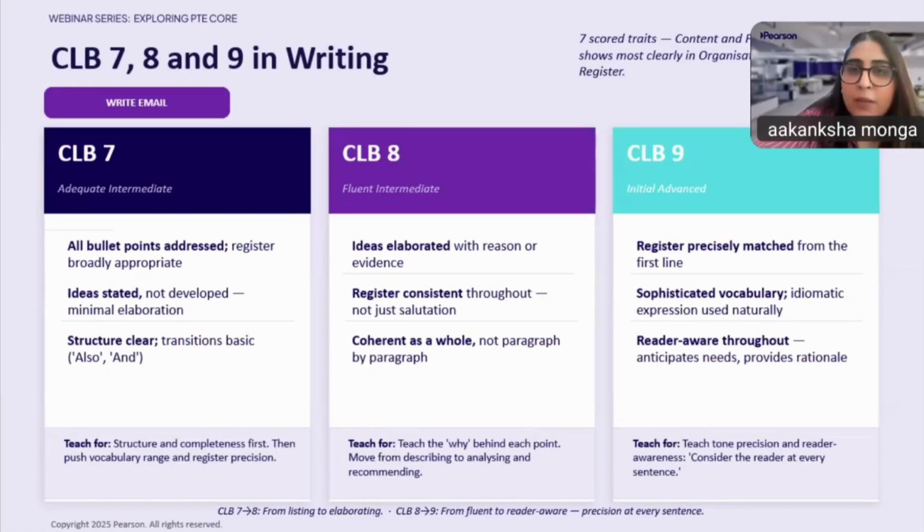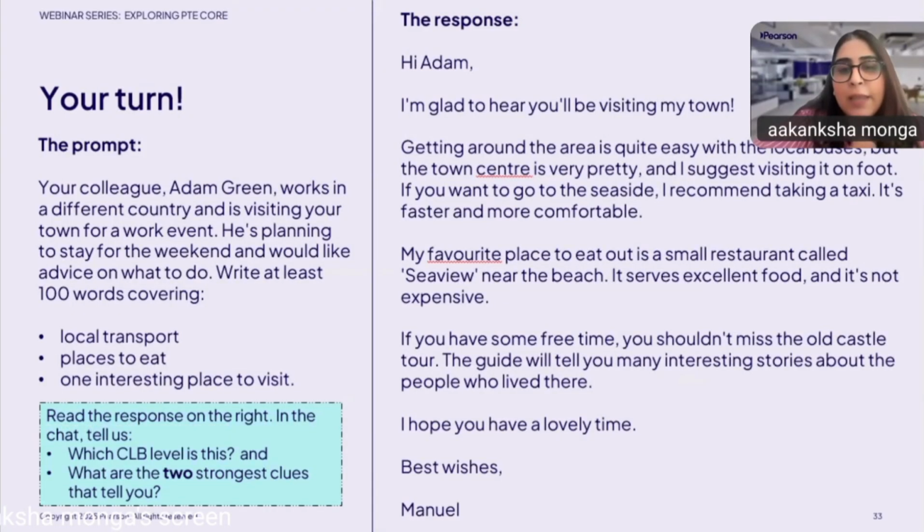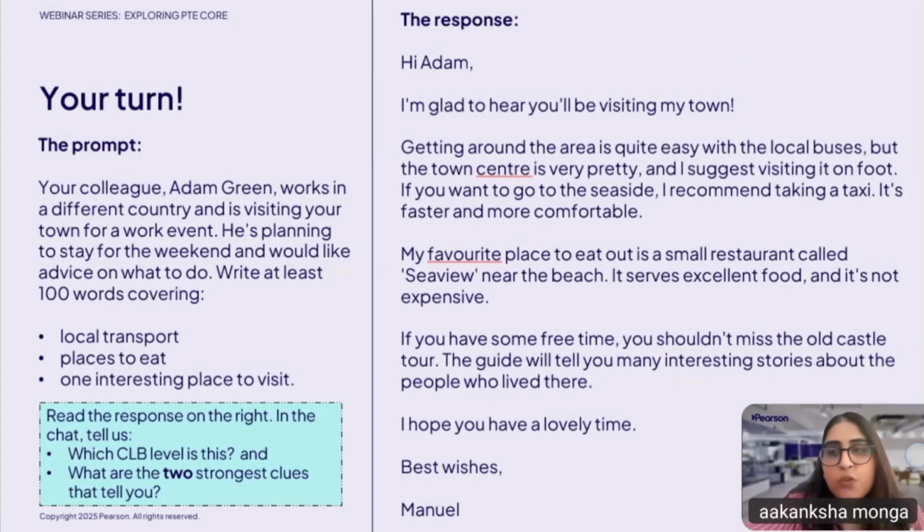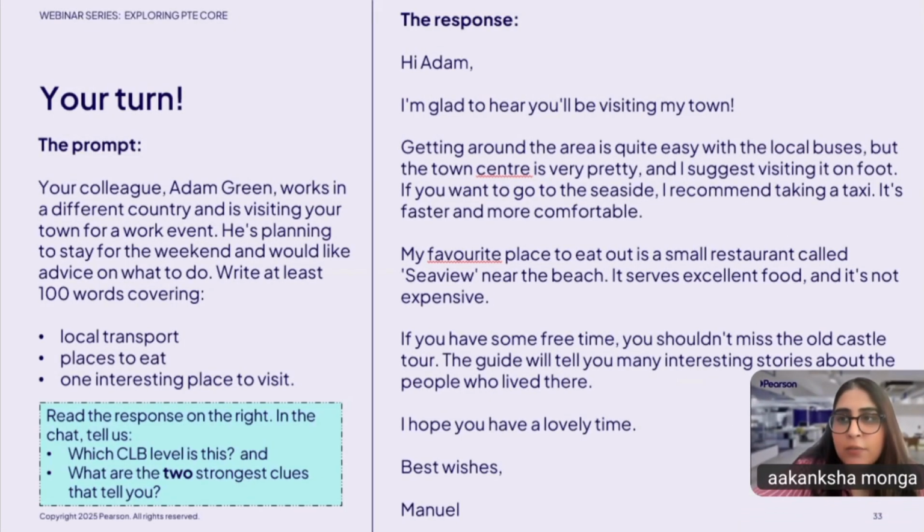So anticipating the need prompt on the screen and a response. We're doing the same thing that we did earlier. I'm going to give you a minute. And I'd like you to read the email and then tell me which CLB level would you consider this, and what are your two strongest clues for choosing this.